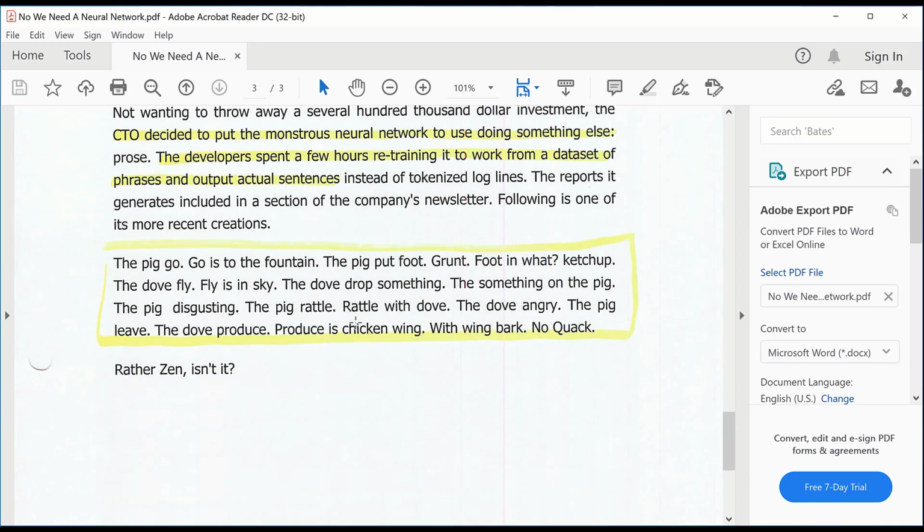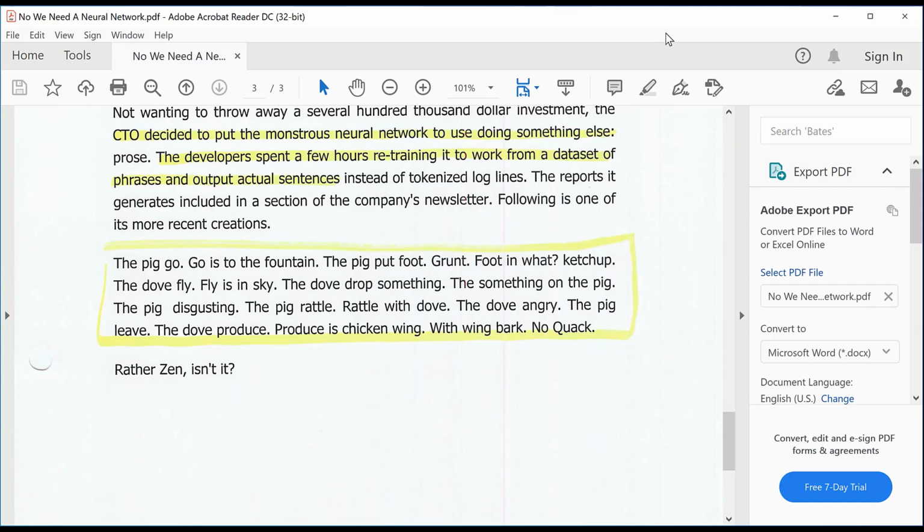The pig go is to the fountain, the pig put foot, grunt, foot in what? Ketchup. The dove fly is in the sky. The dove dropped something on the pig disgusting, the pig rattle with dove, the dove angry, the pig leave. The dove produces chicken wing with wing bark, no quack.